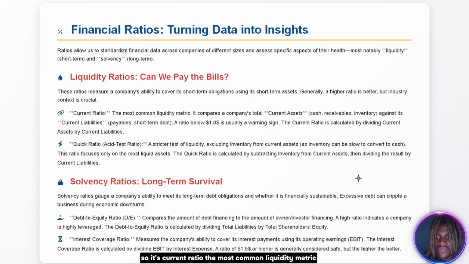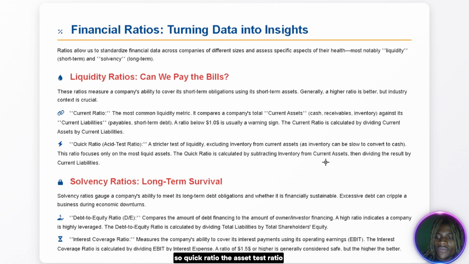So, the current ratio. The most common liquidity metric, it compares a company's total current assets, which is its cash, receivables, and inventory, against its current liabilities, which is its payables, short-term debt, etc. And a ratio below 1 is usually a red flag. The current ratio is calculated by dividing current assets by current liabilities.